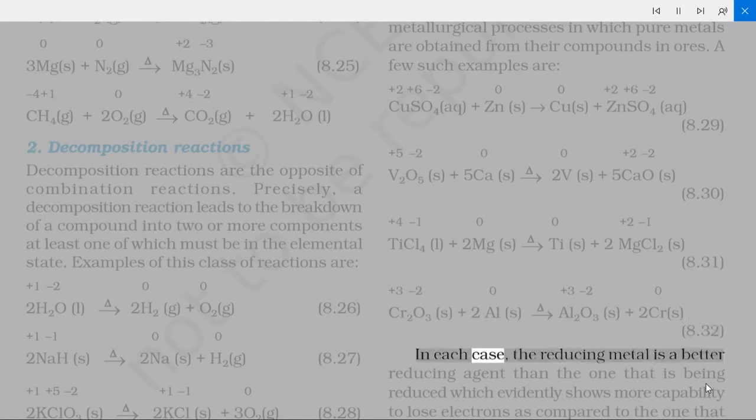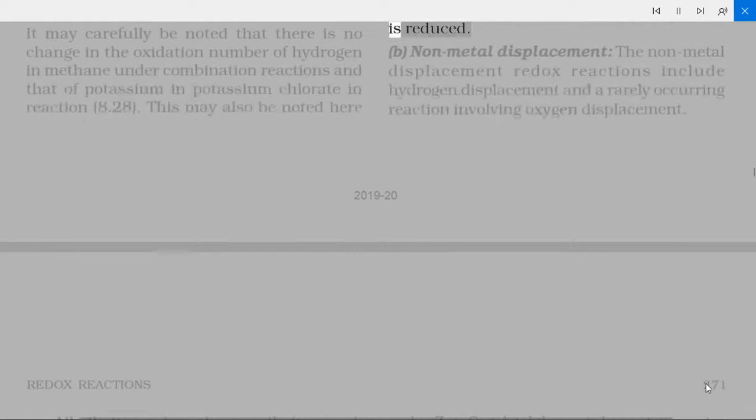In each case, the reducing metal is a better reducing agent than the one that is being reduced, which evidently shows more capability to lose electrons as compared to the one that is reduced. B. Non-metal displacement. The non-metal displacement redox reactions include hydrogen displacement and a rarely occurring reaction involving oxygen displacement.